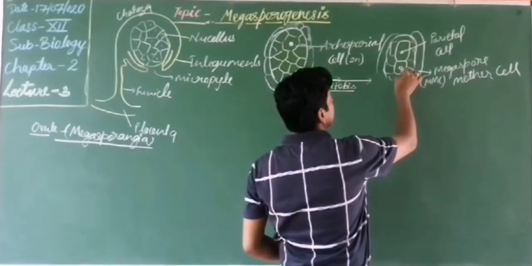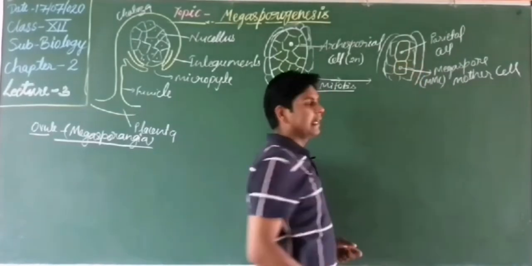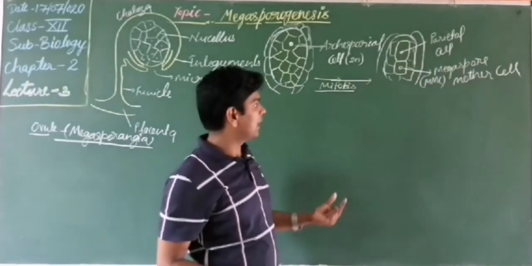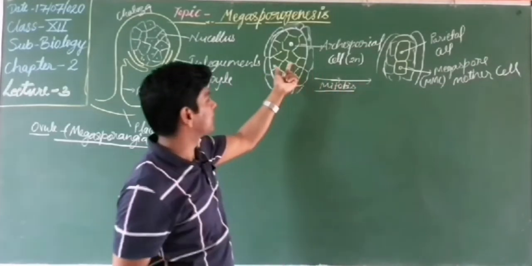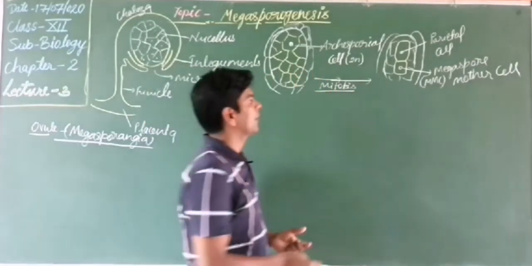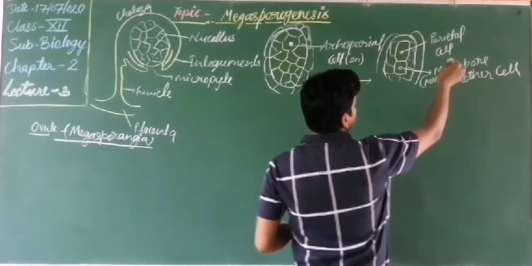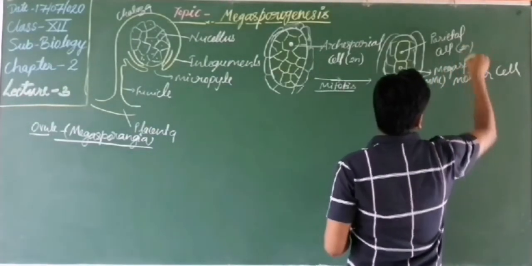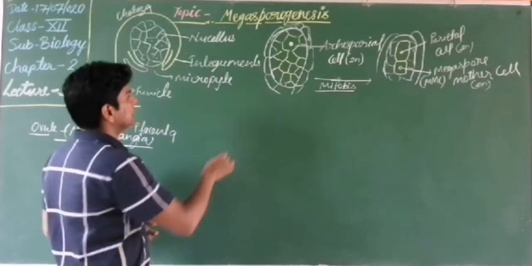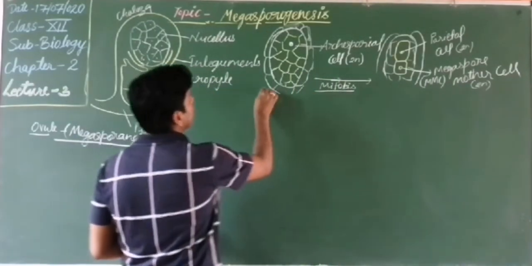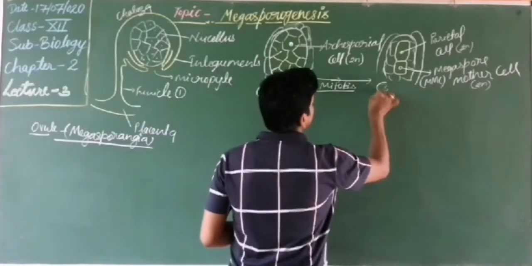The parietal cell gets degenerated after some time. Now only the megaspore mother cell remains in the nucellus. This is larger in size. What is the ploidy of the parietal cell? Diploid, and this one is also diploid. Got it? So here this is diagram number 1, number 2, and this one is number 3.